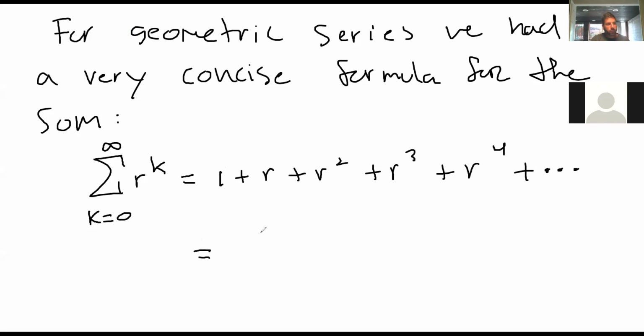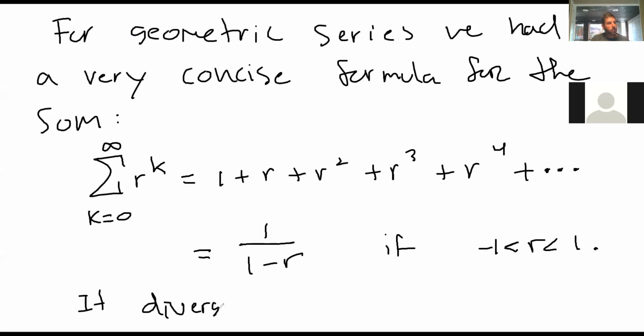And what's beautiful is this has a very nice formula. It's 1 divided by 1 minus r if r is between -1 and 1. And then it diverges for all r whose absolute value is greater than or equal to 1. So this is sort of a recap of Calc 2.